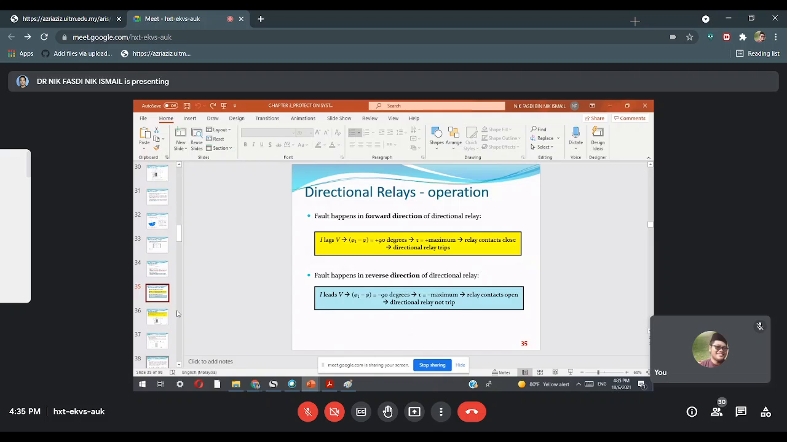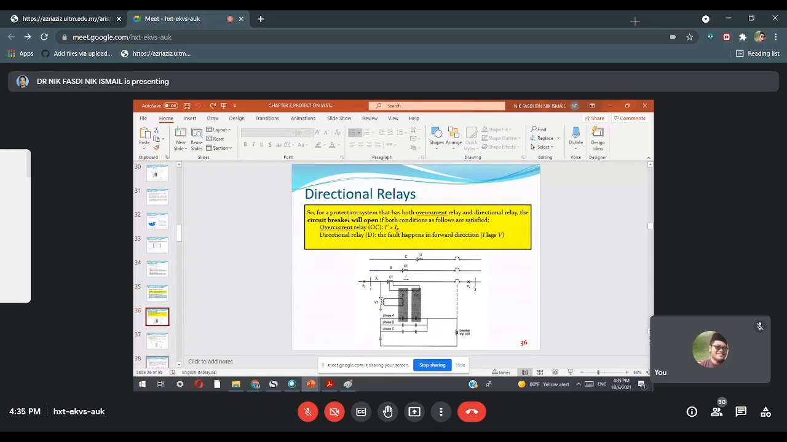Alright. So for protection of a system that has both overcurrent relay and directional relay, one directional, one overcurrent, the circuit breaker will open if both of the following conditions are satisfied. As I said earlier, one, overcurrent relay: I prime must be greater than I pick up. Remember, the overcurrent relay operates based on I pick up, meaning the minimum to turn on the coil is the I pick up. So I secondary must be greater than I pick up. Two, directional relay: the fault happens in the forward direction, I lags the voltage. This we call the forward direction, or we say I lags V.